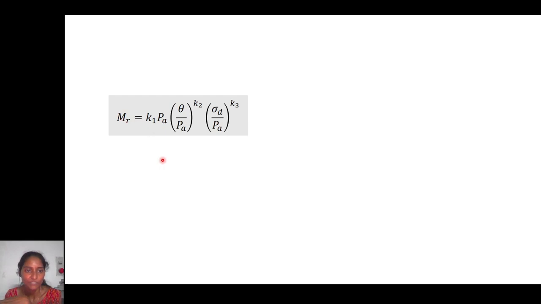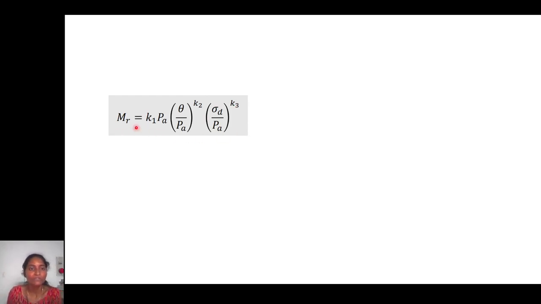Pa is the atmospheric pressure. Sigma d is the deviatoric stress. Pa is again atmospheric pressure. Theta is the stress invariant. So what are the unknown parameters here? K1, K2, K3. These are called the k theta model parameters. So you can actually determine these parameters. Anybody can ask you to determine these parameters.